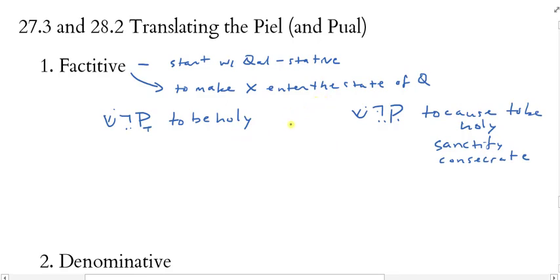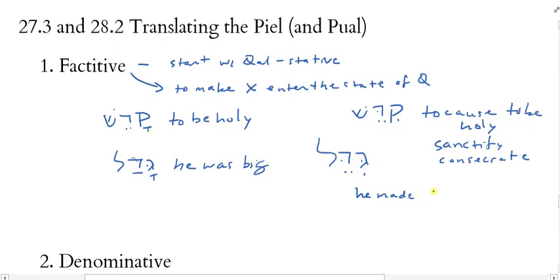So that's for kadesh. Here's another example. We have the verb gadol, which is a stative verb, and we can just use he. So he was big, right? He was large. What would the PL be? It'd be gadel, and it would be something like he made someone be big. Well, he made someone big, he made them great, and so forth.